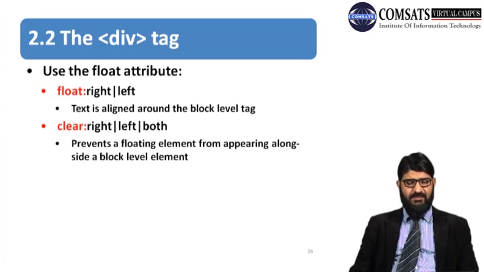Now the float attribute. You can use the float attribute either right or left. Text is aligned around the block level tag using the float, and the float will be either right or left. Similarly, there is another option, clear, where you can clear for right, left or both. It prevents a floating element from appearing along a block level element. So using clear, the float element will not appear for block level content.